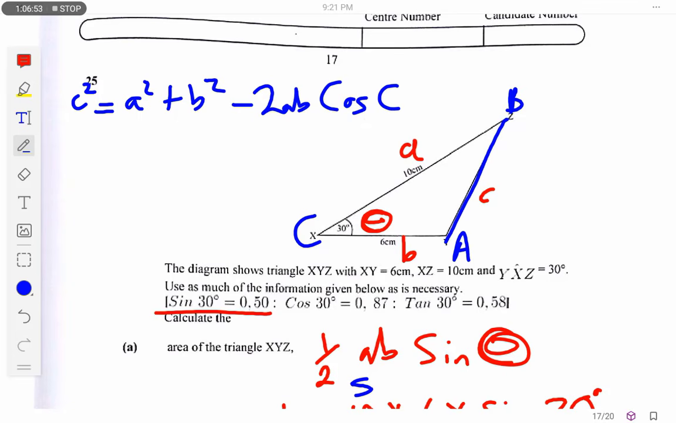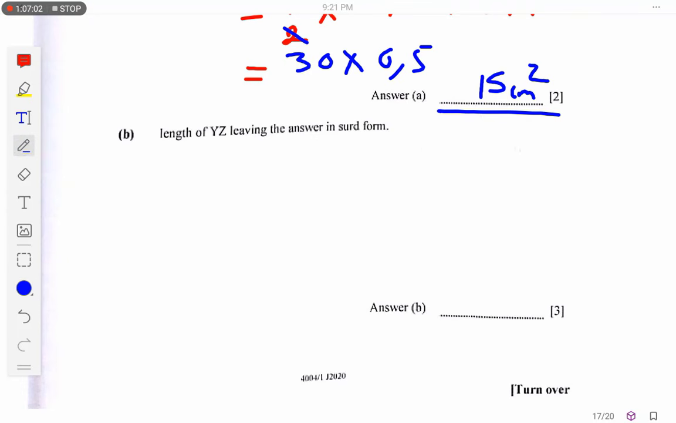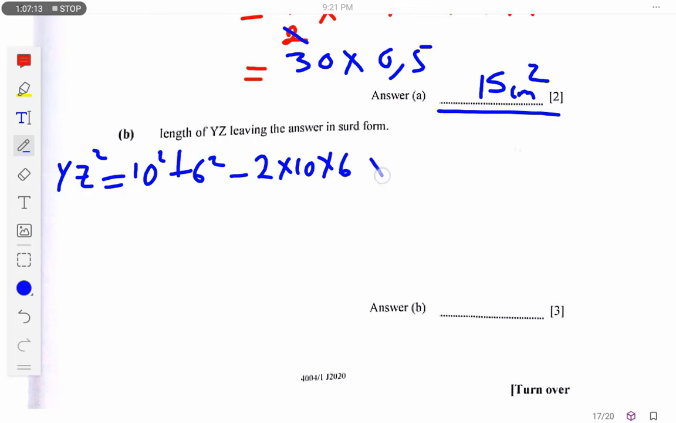This is the one that we are going to be using. So our c squared is our YZ. Okay, so we can now say YZ squared is equal to 10 squared plus 6 squared minus 2 times 10 times 6, then times cos 30 degrees.